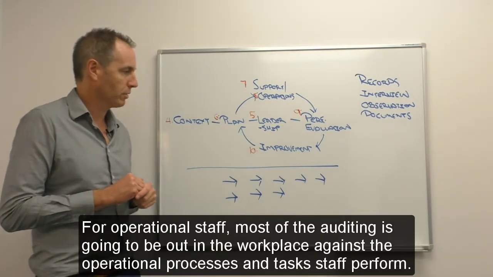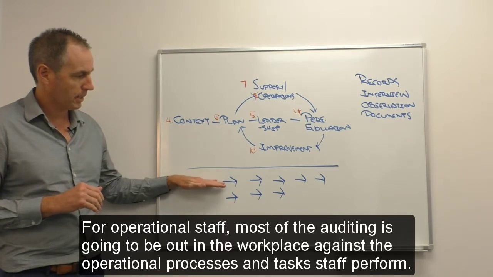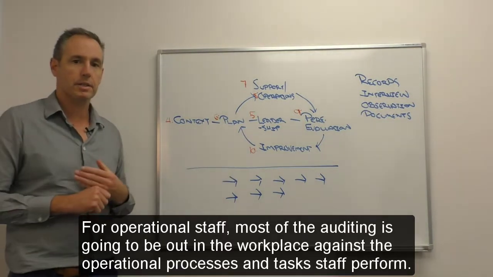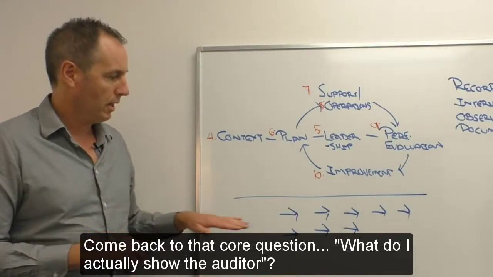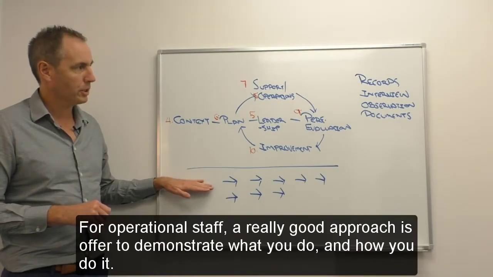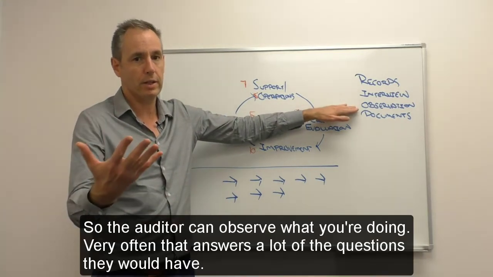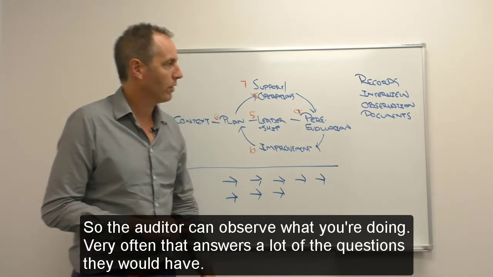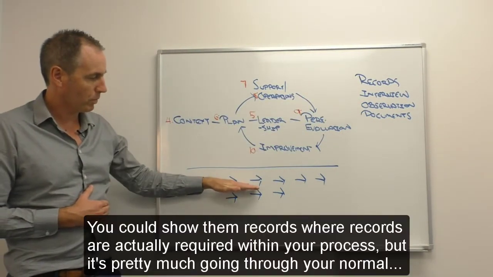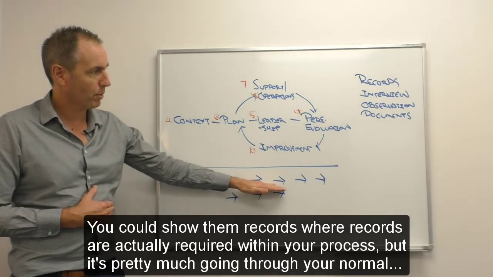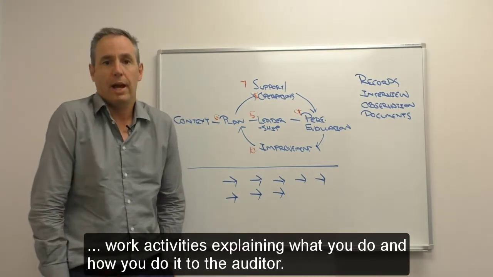For operational staff, most of the auditing is going to be out in the workplace against the operational processes and tasks staff perform. Come back to that core question: what do I actually show the auditor? For operational staff, a really good approach is to offer to demonstrate what you do and how you do it, so the auditor can observe what you're doing. Very often that answers a lot of the questions they would have. You can show them records where records are actually required within your process, but it's pretty much going through your normal work activities, explaining what you do and how you do it to the auditor.